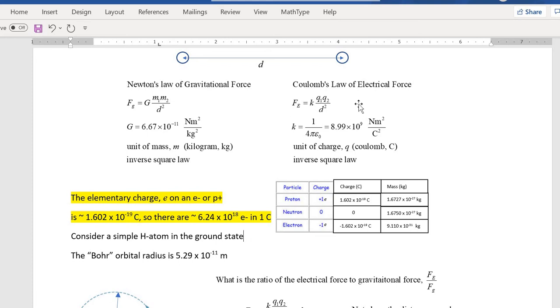Now, if we do the same thing over here and use our fundamental units, we would have K times 1 coulomb times 1 coulomb over 1 meter squared. So that would be this number, 8.99 times 10 to the 9 newtons.